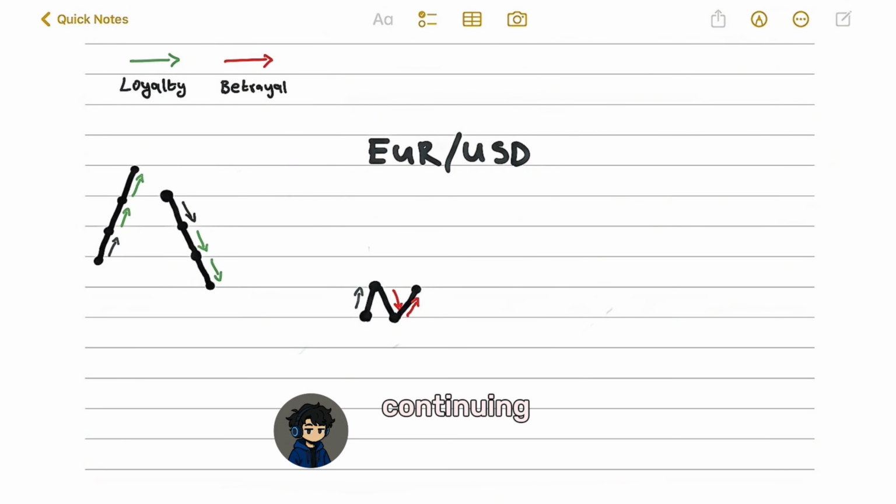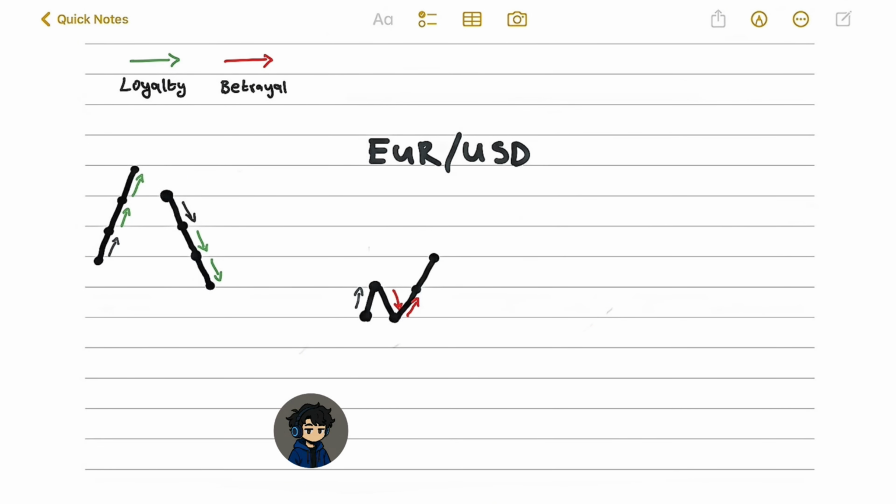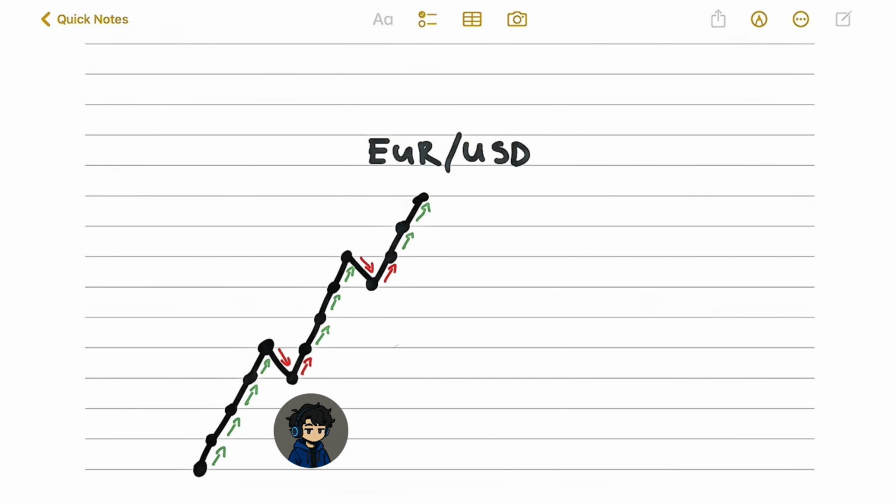Okay, continuing on this one, if we were to have a move up, can you tell if this would be a move of loyalty or a move of betrayal? It will be a move of loyalty because we have a move up that is supporting this move up. Therefore, we have our green arrow of loyalty. This is what a loyalty cluster would look like. We have so many arrows of loyalty and very few of betrayal.